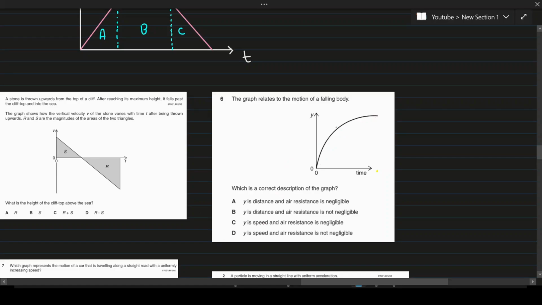First, we can see that there's a curve. There's a curve only when air resistance is not negligible. So Y is speed and air resistance is not negligible. So D would be the correct answer. We can see from the graph that this is the terminal velocity.